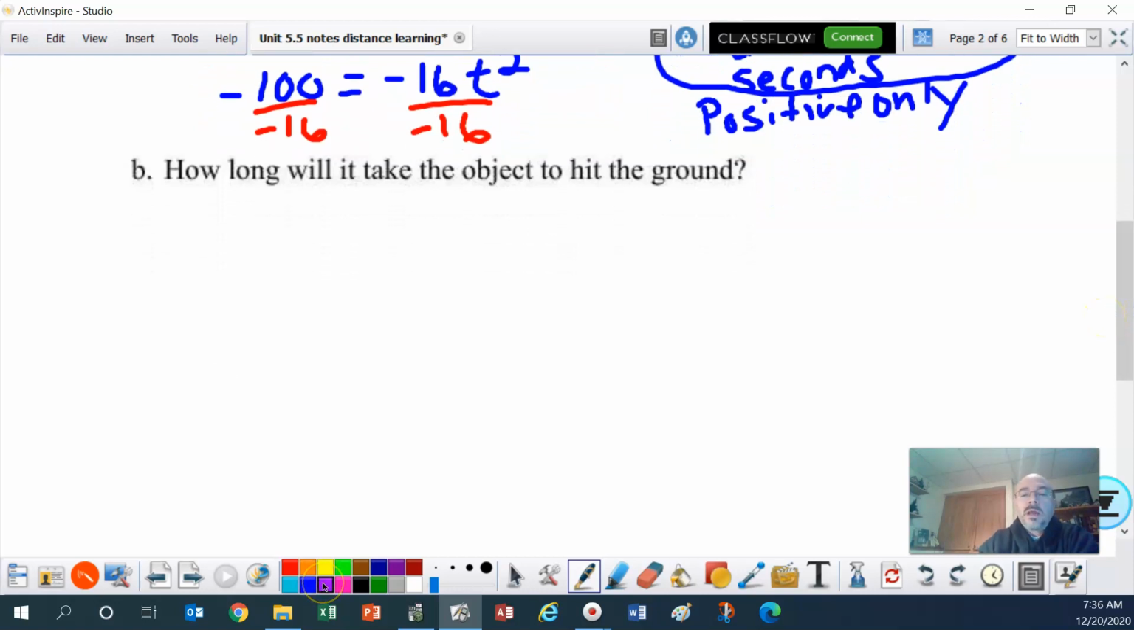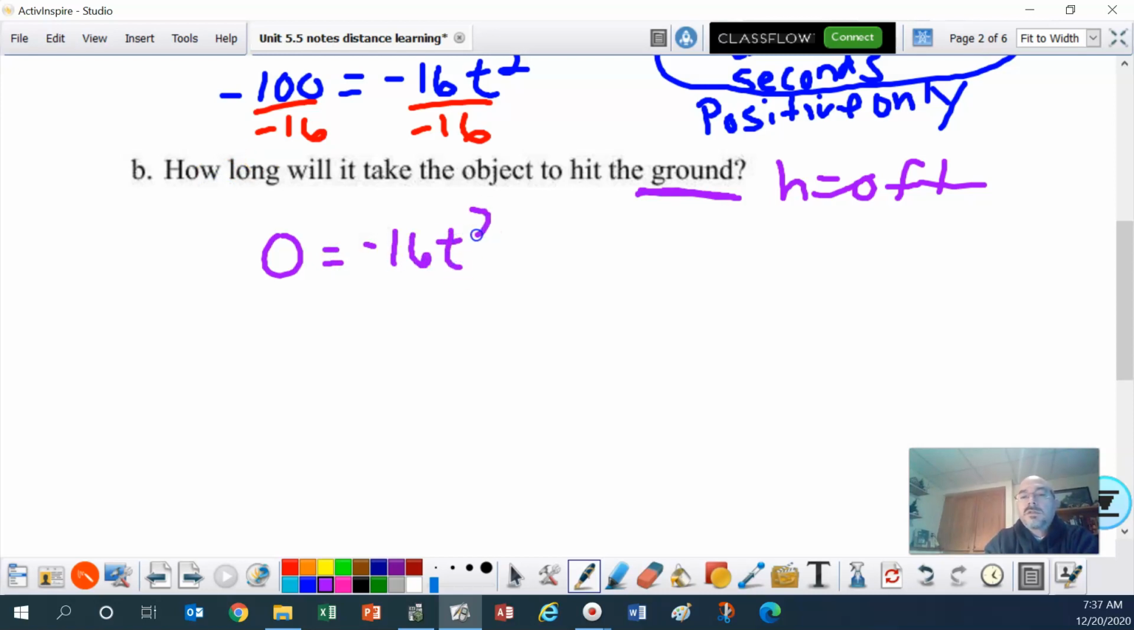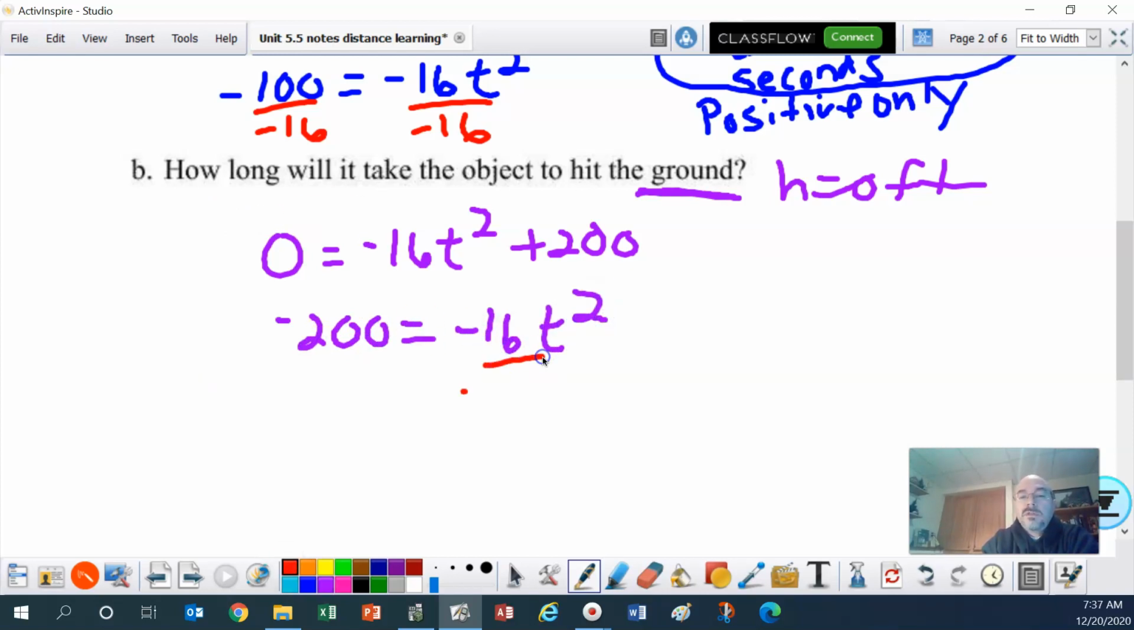Well, when it hits the ground, folks, that's where the height will be 0 feet, right? Okay, so we're going to set 0 equal to negative 16t squared plus 200. Okay, subtract the 200. I'm subtracting 200 from both sides, folks. So negative 200 equals negative 16t squared. Okay, divide by the negative 16.